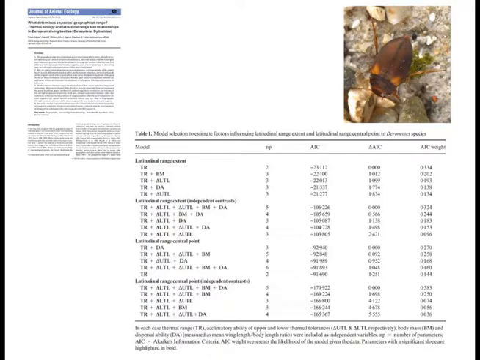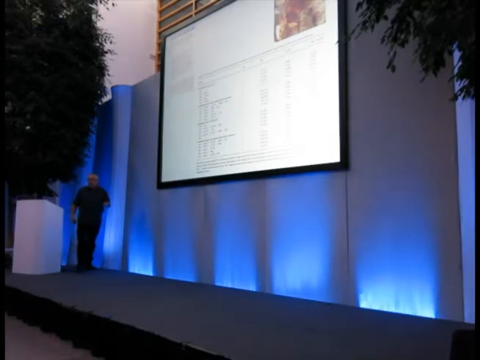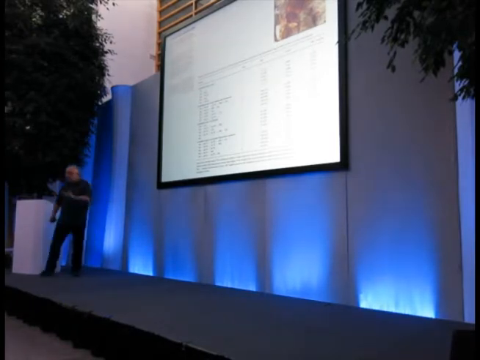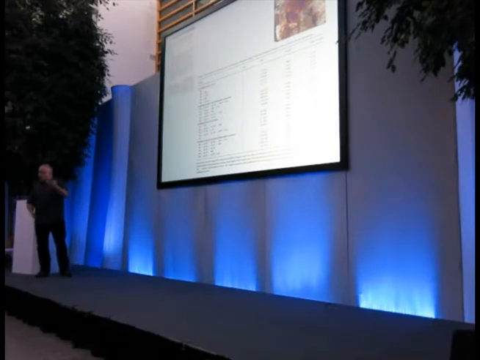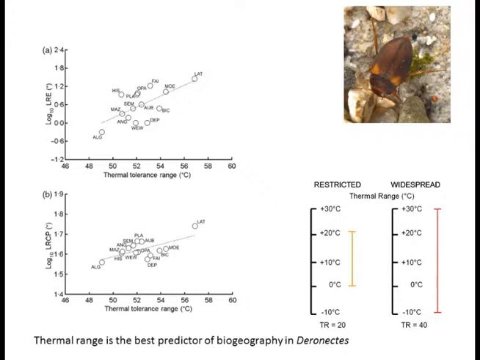Now, what we find when we do this, I don't want to consider the details of this table of multiple regression models, but basically thermal range and things to do with thermal biology are the best predictors of both relative range size and position in these beetles. Dispersal ability, relative evolutionary age don't seem to play much of a role. It's down to differences, we think, in terms of ecophysiology, and particularly down to differences in absolute thermal tolerance range.